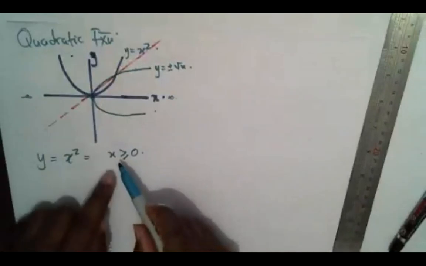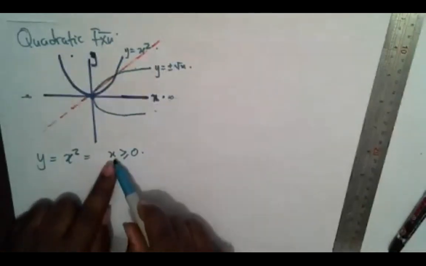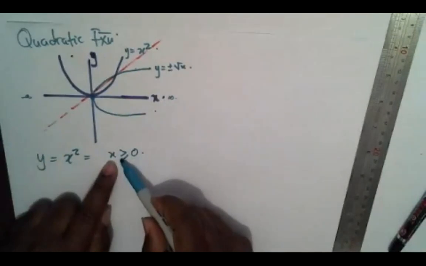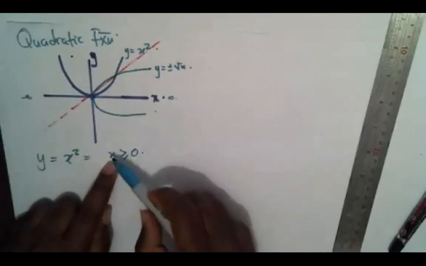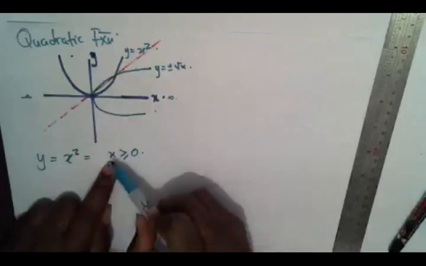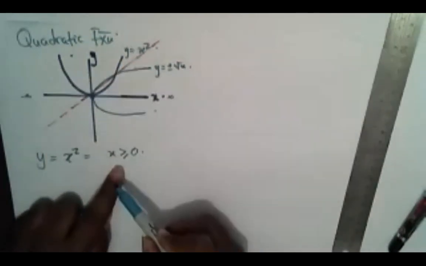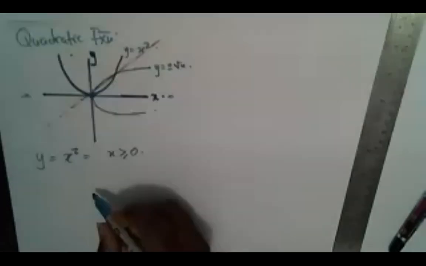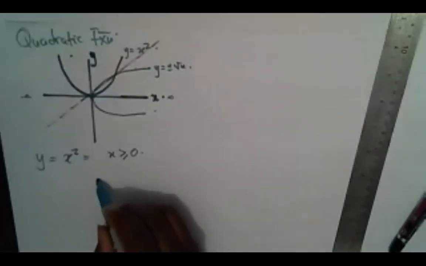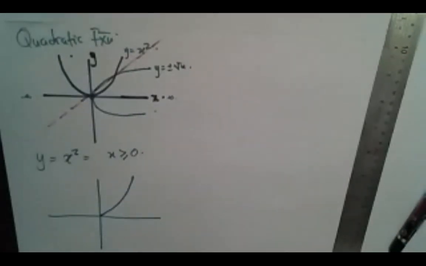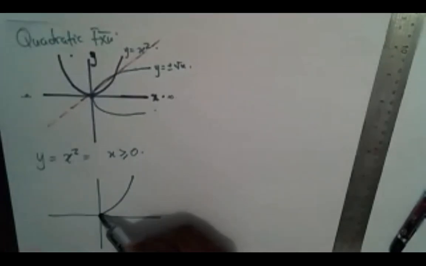So I've adjusted my domain, which is x, so that x is greater than or equal to 0. So I am only talking about this part. I am going to draw that part quickly. And here I also have this part.